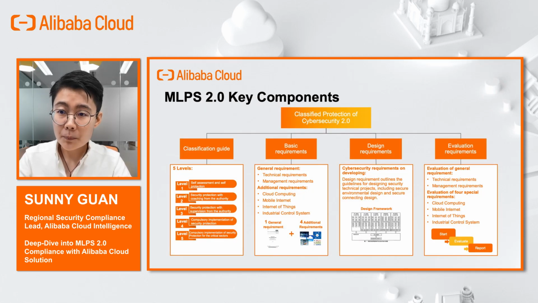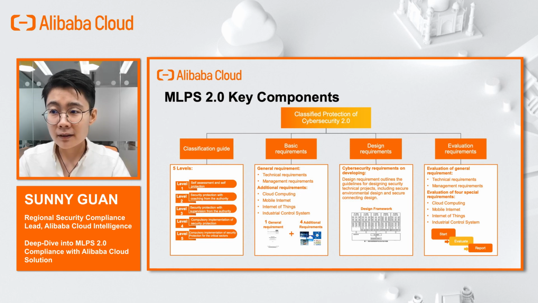Under the big MLPS umbrella, here we summarize the focuses of the key components. Firstly, the classification. There are a total of 5 levels given in the classification guide, with definitions and corresponding evaluation and inspection requirements. The level is defined according to the significance of the identified object and the impact on national security, social stability, and public interest in case of any incident or suspension of operation.